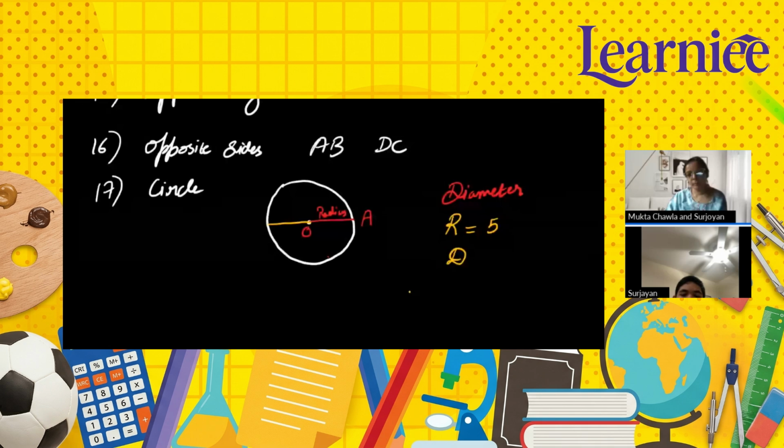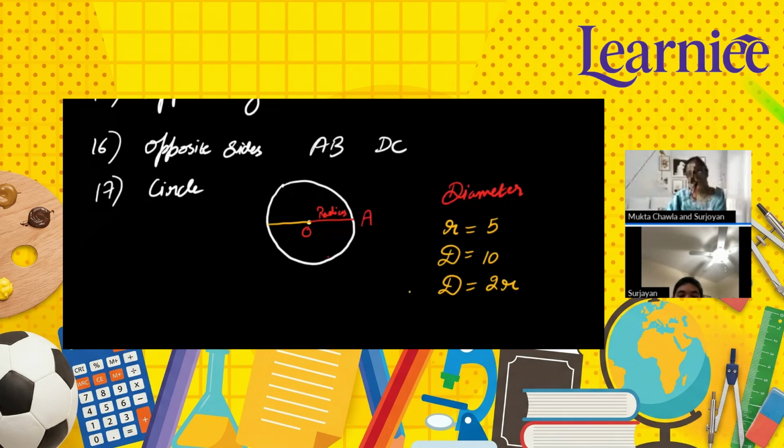Radius 5, so diameter 10. Yes, very good. Either you can say radius is half of diameter, or you can say diameter is double of radius, right? Yeah. Fine. That is right.